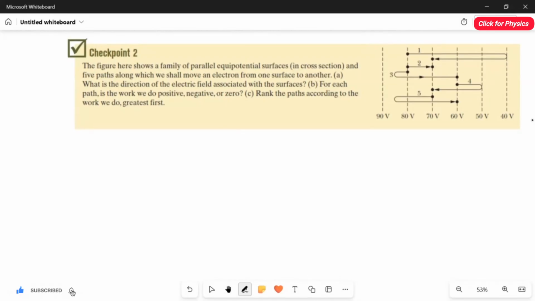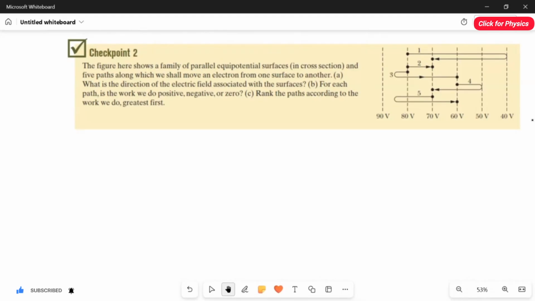Clear? So here we are moving the electron from 80 volt to 70 volt. And here we are moving the electron from 80 volt to 70 volt. And here from 80 volt to 60 volt. In path 4, we are moving the electron from 60 volt to 70 volt. And in the fifth path, from 70 volt to 60 volt. So we have to use the formula very carefully. Clear? Okay, so first we can answer the first part.